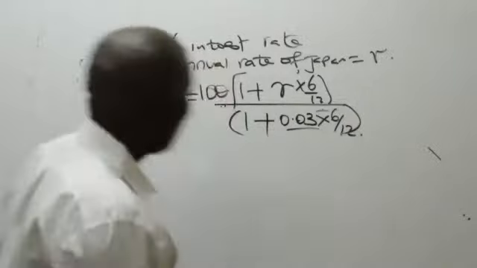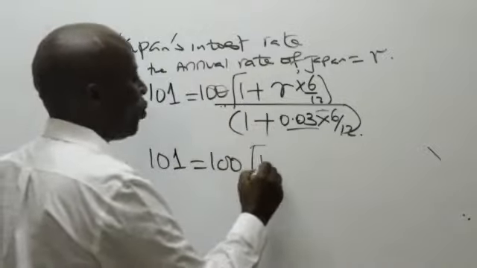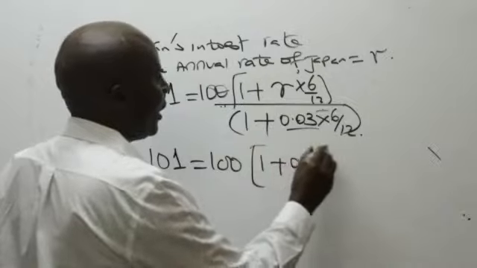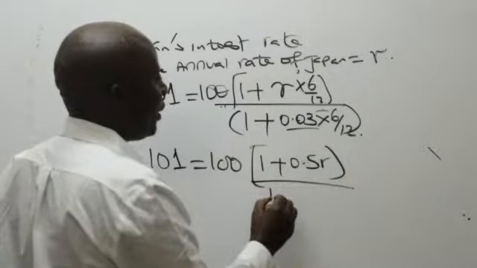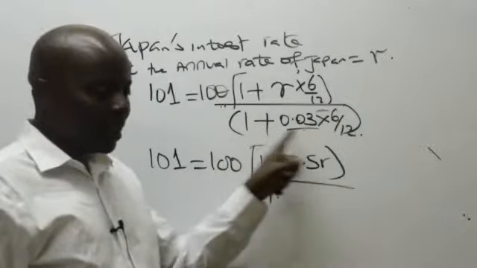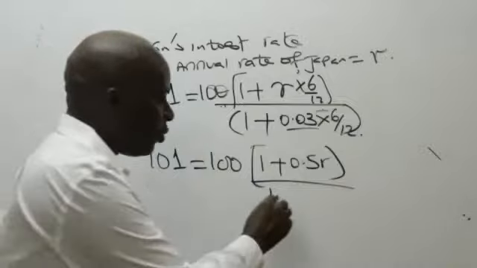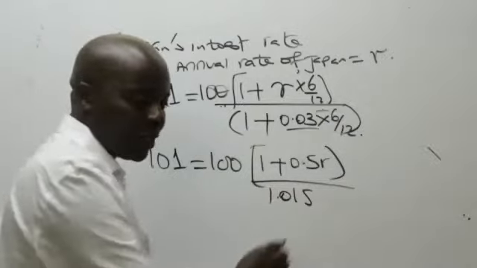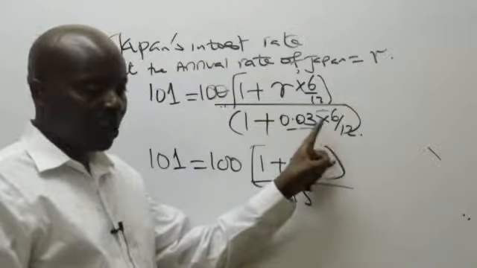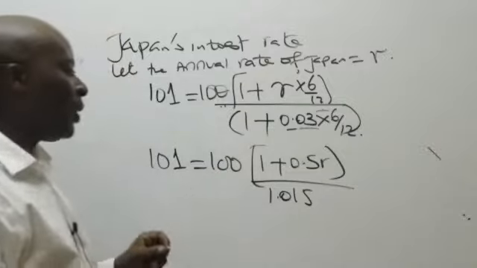So come here slowly. We have 101 equals 100 into 1 plus 0.5 R all over 1 point. Could you kindly give me this thing? I don't want to use a lot of energy thinking. This plus this gives me what figure, somebody? 1.015. Is that okay, Nadia? Check again. What you're giving me is this, so whatever you get there, Nadia, please add to 1. Thank you very much. You guys are brilliant.